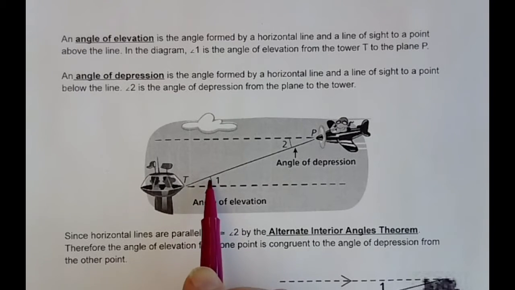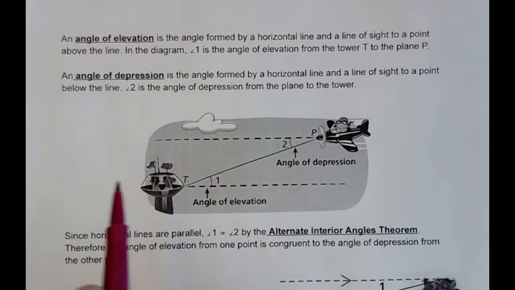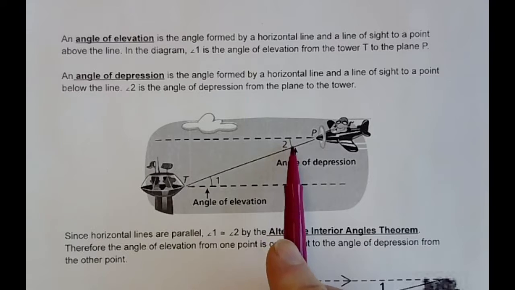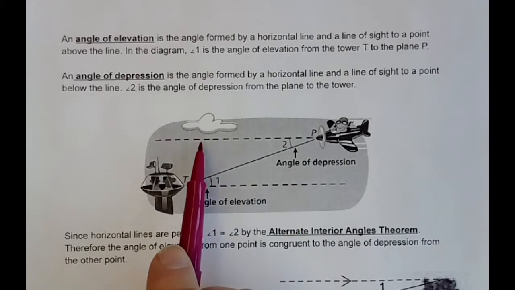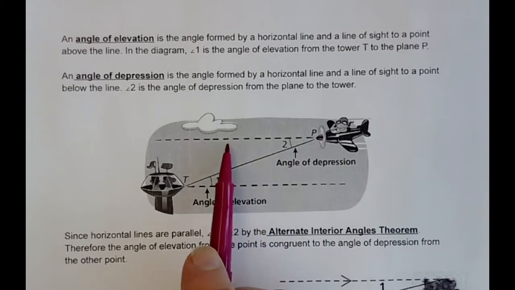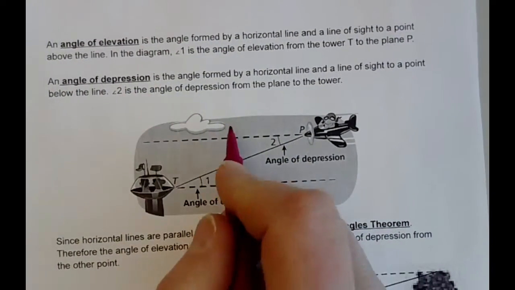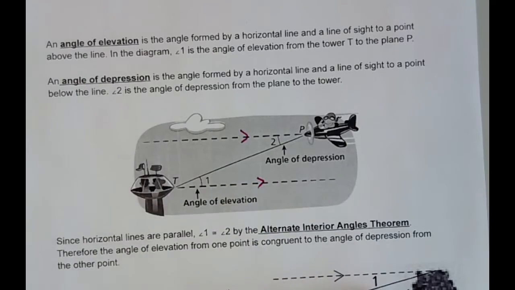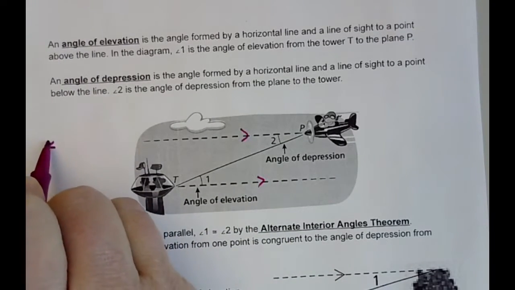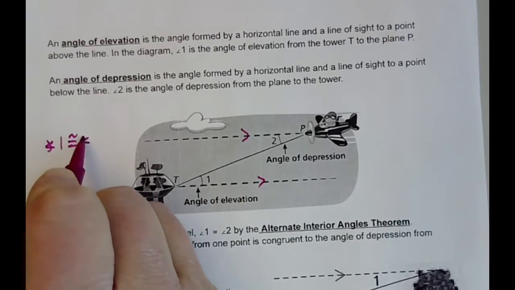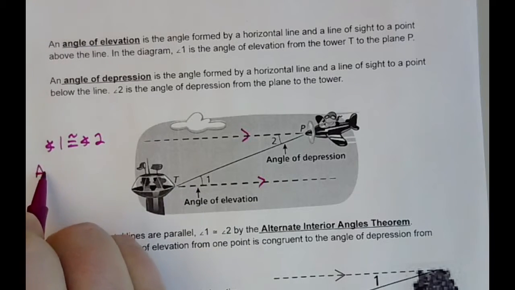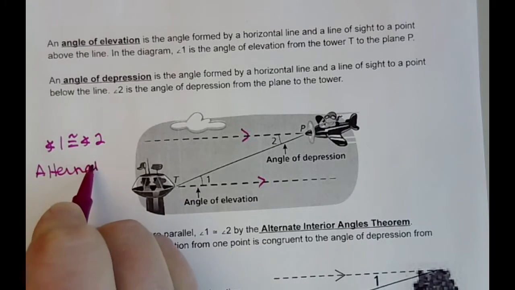Okay, as we look up, angle of elevation. Angle 2 is an angle of depression. That's the horizontal line and a line of sight to a point below the line. The thing that you need to understand is because these lines are parallel, because horizontal lines are parallel, angle 1 is going to be congruent to angle 2 because they're alternate interior angles.